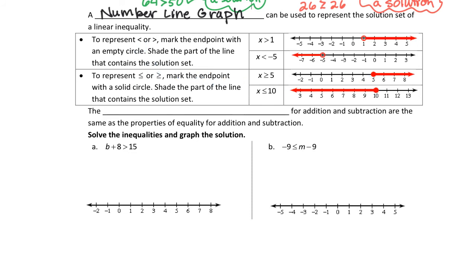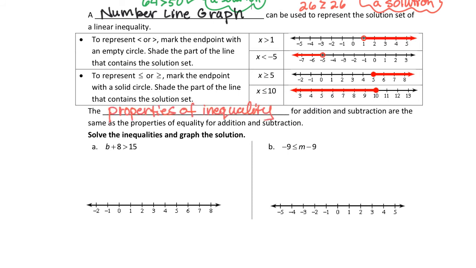Okay, and then you shade in the same direction. So since the less than points to the left, we would shade here. The less than points to the left, we shade to the left. The greater than points to the right, we shade to the right. And the same thing here. Points to the right, shade to the right. Points to the left, shade to the left.